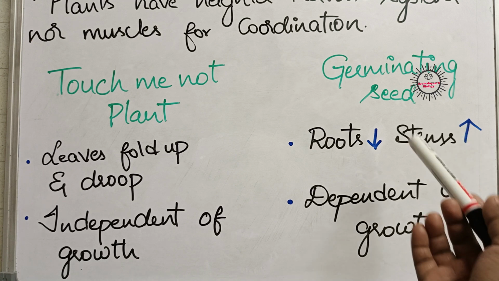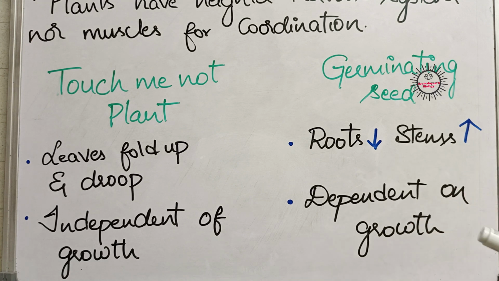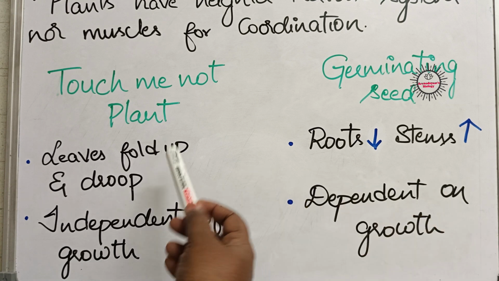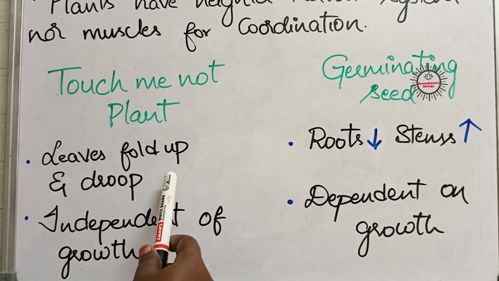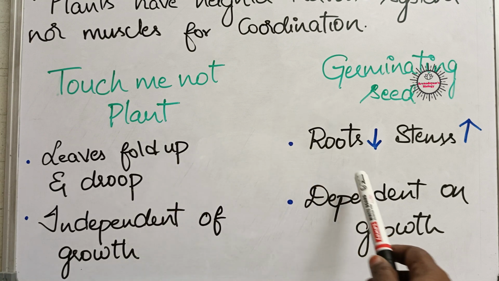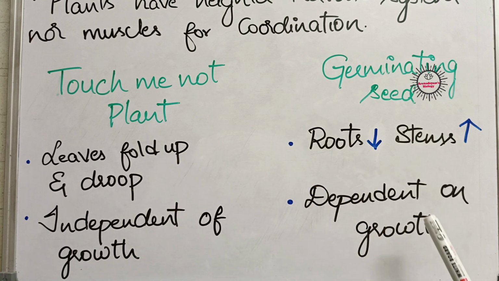But in case of germinating seed, the movement is very very slow. It took 2 days for germination, another 2 days for the growth of roots and stems. It will take some days, some weeks, some months for the growth of stems and roots, isn't it? So here the movement is quick, and here the movement is very very slow in nature.